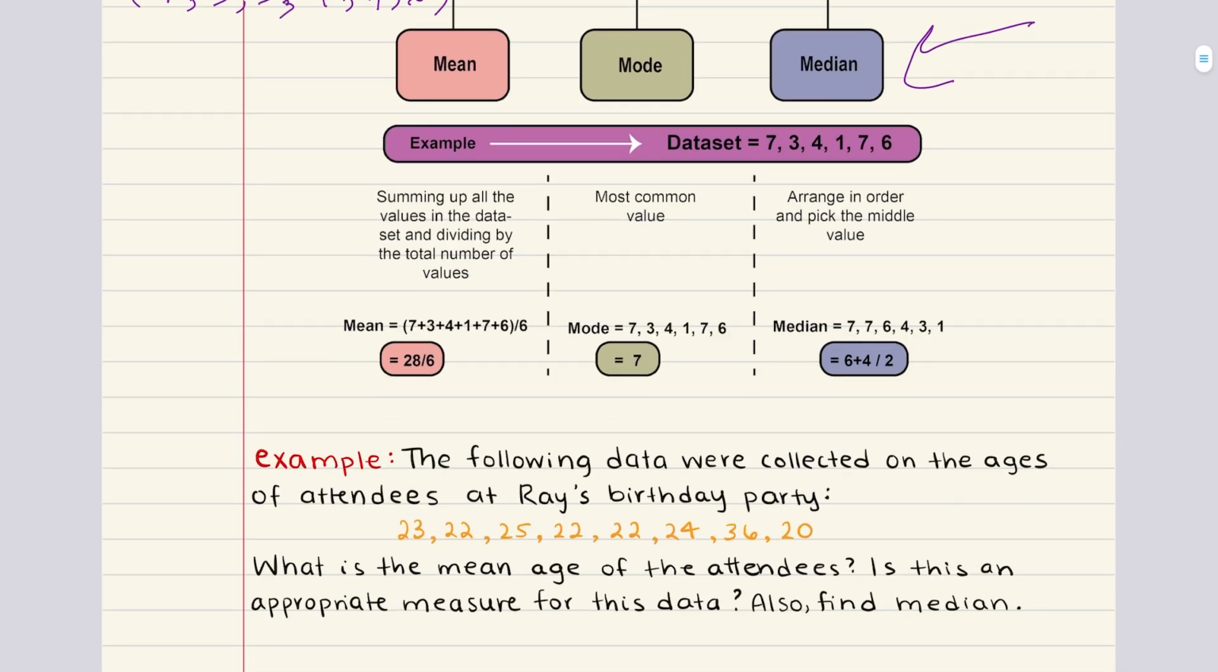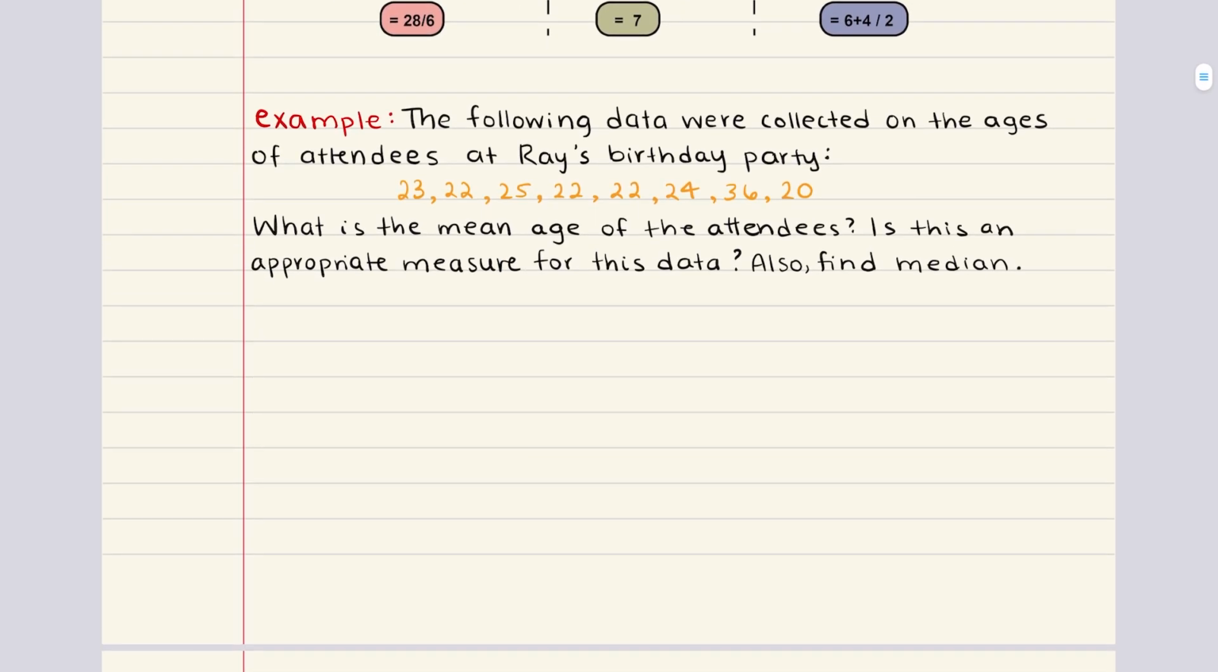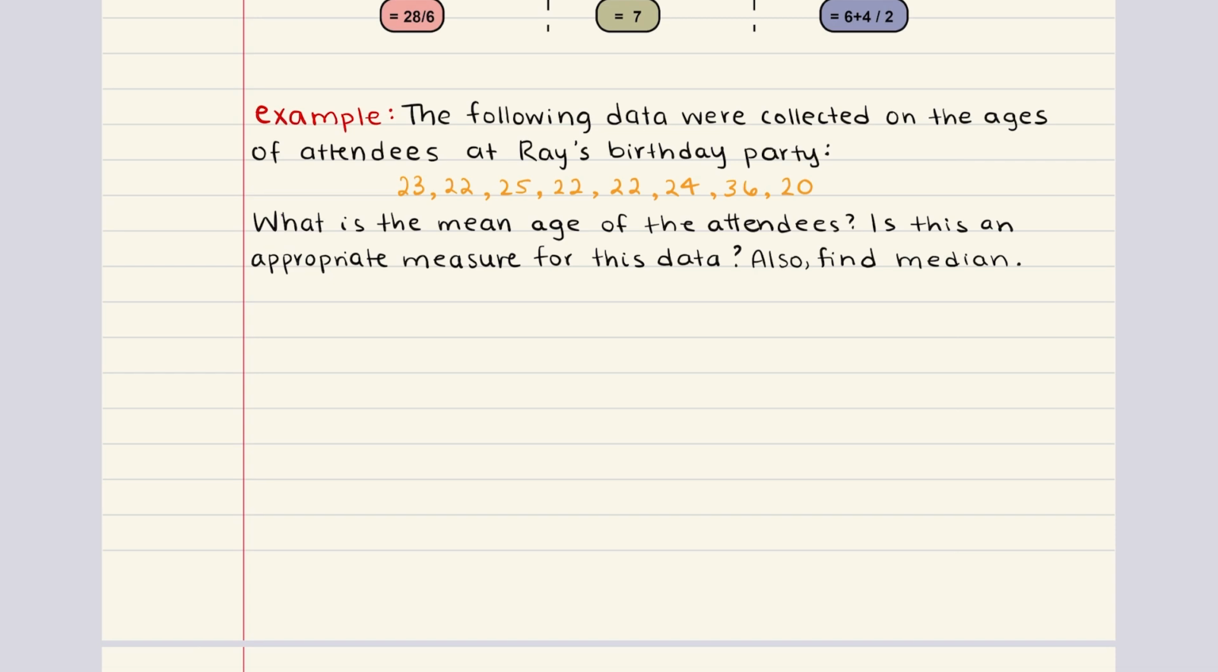Keeping that in mind, let's tackle the following practice problem. This problem says the following data were collected on the ages of attendees at Ray's birthday party: 23, 22, 25, 22, 22, 24, 36, and 20. What is the mean age of the attendees? Is this an appropriate measure for this data? Also, find the median.